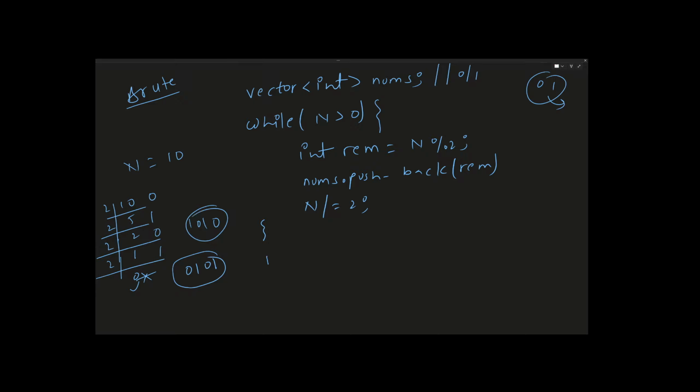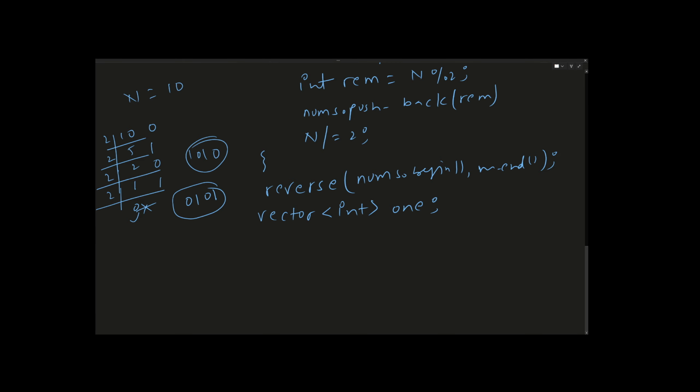So just reverse nums, from nums.begin to nums.end. Then we have to store the indices of 1, because in this arrangement, 1 is present at this position and this position, so we only have to be concerned about the 1s.